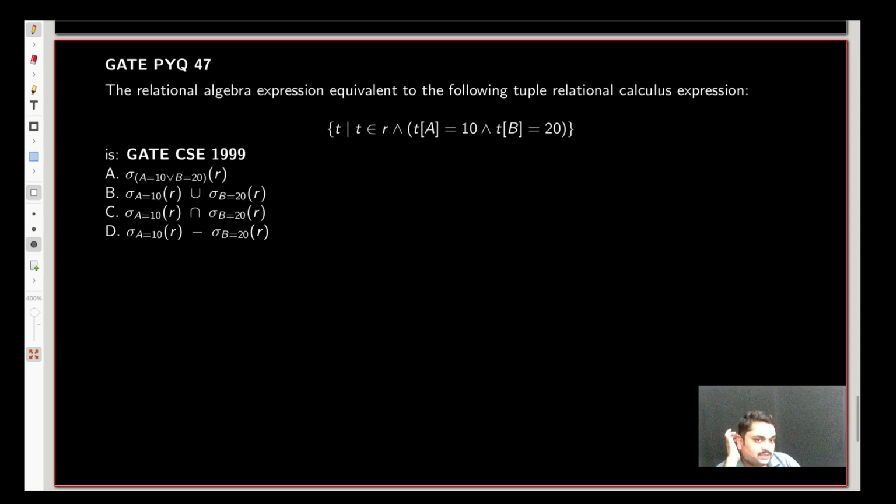The relational algebra expression equivalent to the following tuple relational calculus expression. T belongs to relation R and T dot A is equal to 10 and T dot B equal to 20. They are selecting the tuple where T dot A equal to 10 and T dot B equal to 20. So in relational algebra, how will you write it? Here they are using OR, so it cannot be correct. Here they are using union, which is also not correct. Intersection can be correct. You are selecting from the relation where A equal to 10, and then intersection with the same relation where B equal to 20. So this is correct. Subtraction is again not correct. So C is the answer.